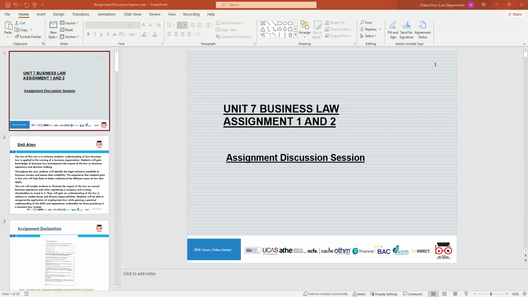So the importance of the declaration: write your name on the assignment, insert the unit name, insert page numbers and date of submission. Always put a brief introduction, which we're going to look at, and the plenary at the end of it. It's really important that you understand the malpractice and maladministration policy, which is available on Moodle for you.